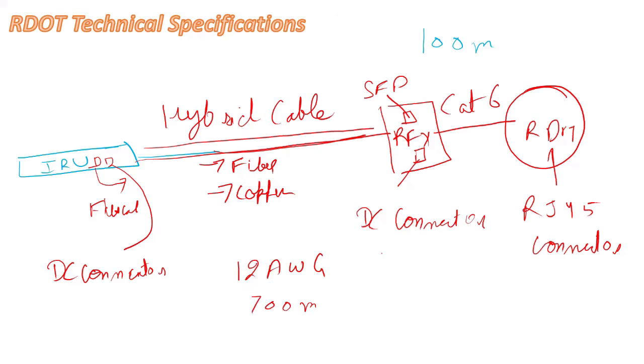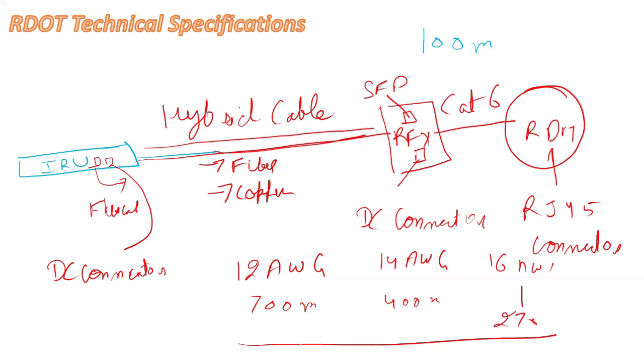For around 14 AWG, it can be around 400. For 16 AWG, it can be around 270. Just approximate numbers, so it depends on various things. It depends on the R dot, the types of cable you are using, the types of R dot you are using, the IRU you are using, right? So just an approximate idea, it can be this amount of length for various kinds of gauges.